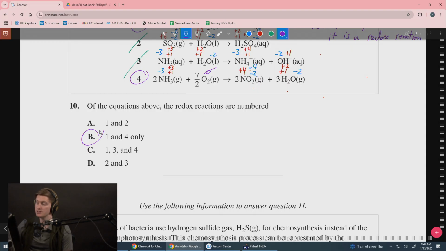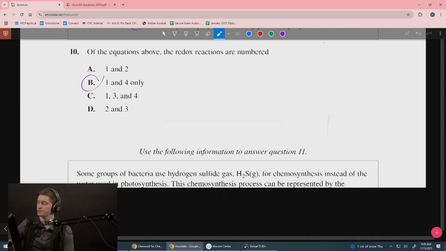The oxidation state of all of the atoms doesn't need to change. The hydrogen is +1 on either side of the reaction in reaction number 4, but there is an oxidizing agent and there is a reducing agent.